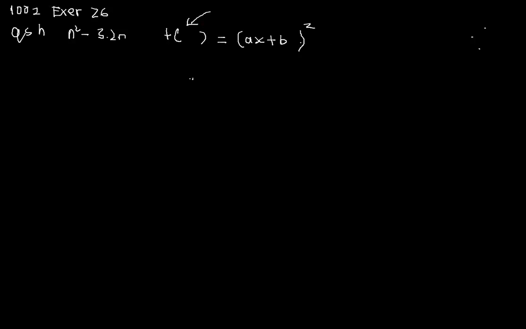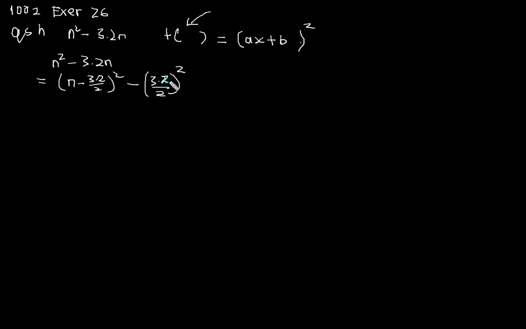Now, let's look at this. Let's do completing the square on this. You see n squared minus 3.2n. What you have to do is, if you do completing the square, it becomes n minus 3.2 over 2 squared minus 3.2 over 2 squared. This is what you do when you do completing the square.